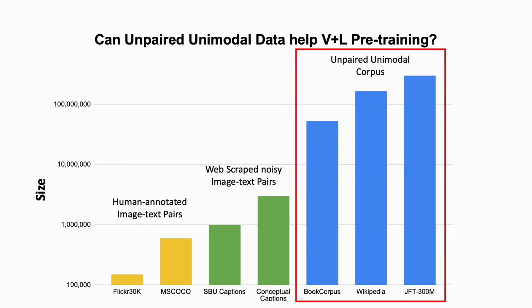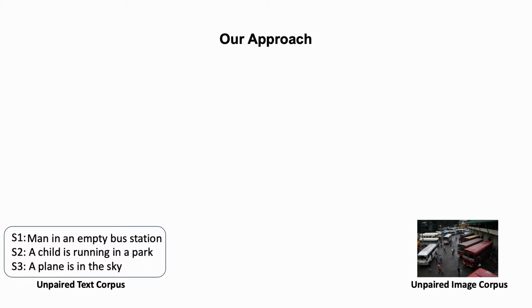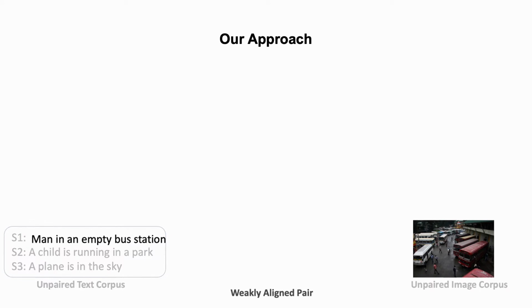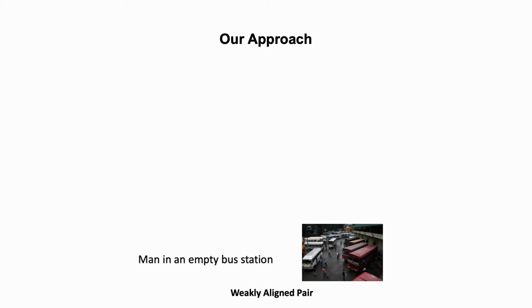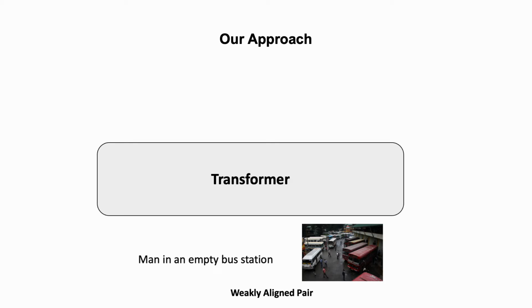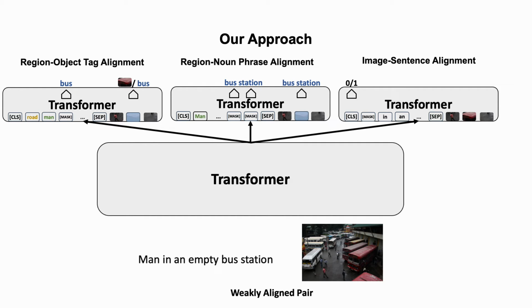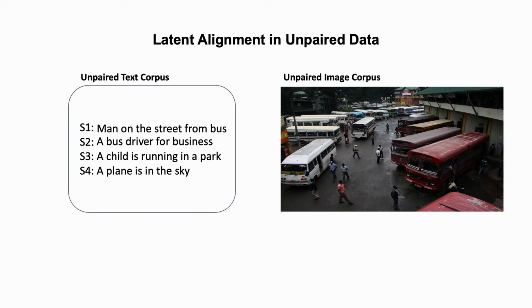In our work, we explore how to learn robust vision language representation from the unpaired image and text corpus. We propose a two-stage pipeline to learn cross-modal representation from unpaired data. First, we form a weakly aligned image text corpus by retrieving text that contains similar semantic information as a given image. We then propose multi-granular cross-modal alignment during pre-training, where we capture cross-modal alignment in three different granularities, including region object tag alignment, region noun-phrase alignment, and image sentence alignment.